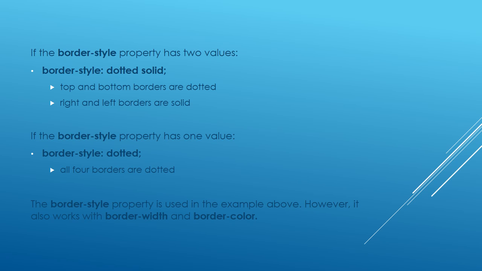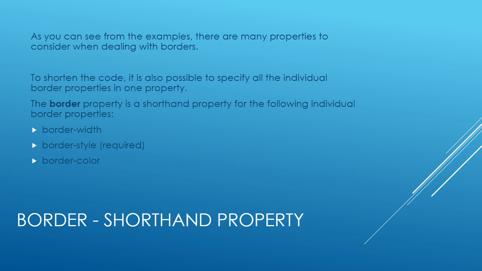If the border-style property has 2 values: border-style, dotted solid, top and bottom borders are dotted, right and left borders are solid. If the border-style property has 1 value: border-style, dotted, all 4 borders are dotted. The border-style property is used in the example above. However, it also works with border-width and border-color. As you can see from the examples, there are many properties to consider when dealing with borders.